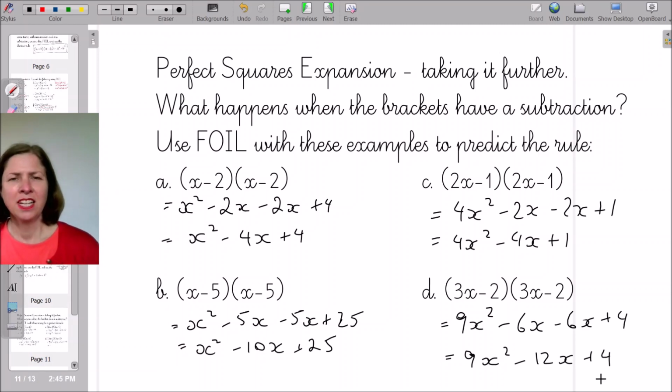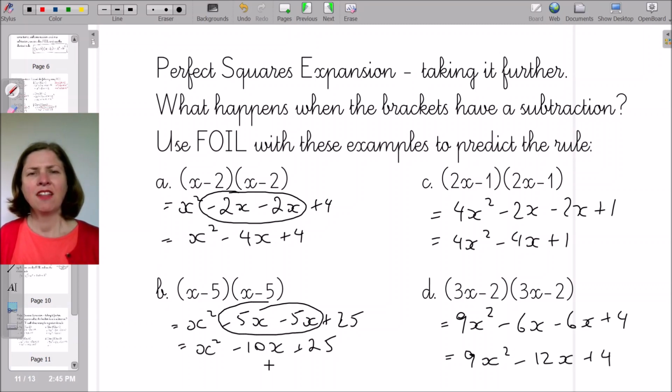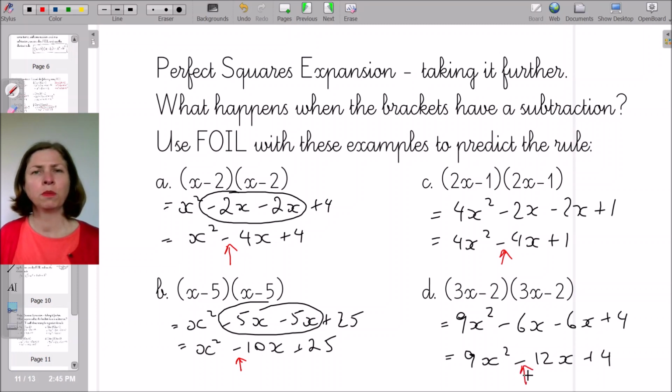Okay, how'd you go? So what you can see here is that we still have a repeating pattern in the middle two terms where I go minus 2x, or minus 5x minus 5x. So I'm still doing the doubling. The only thing that's really changing here is that this is always negative. So you've really got two choices here. You can learn two formulas, or you can use the one formula and just remember that your b term is -2, not 2.